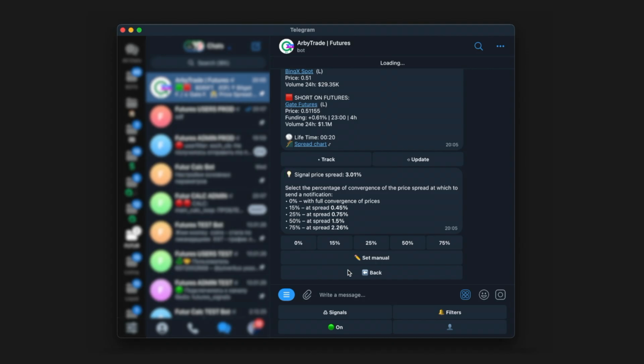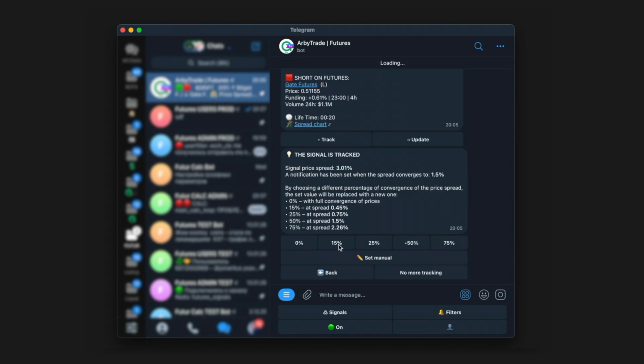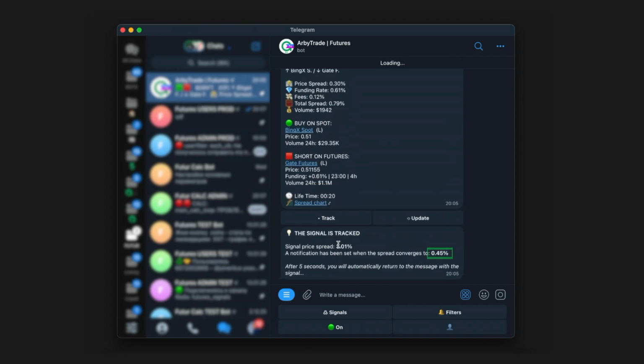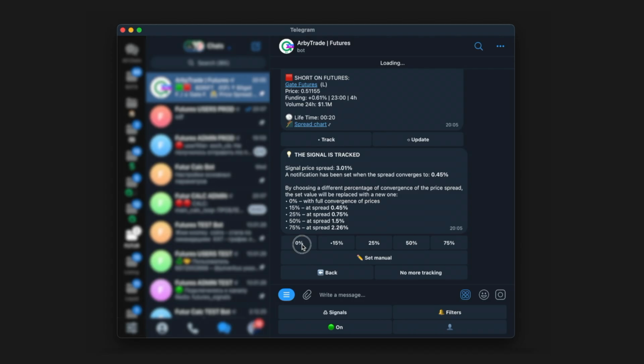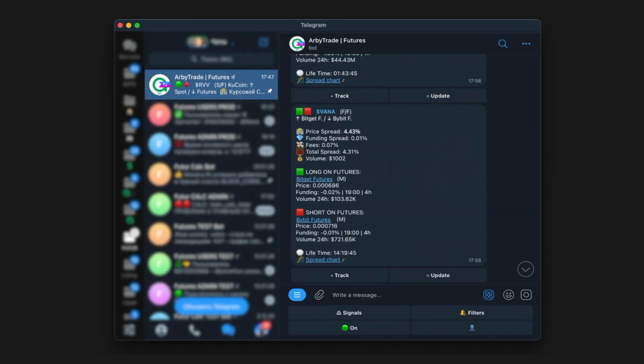If we select a 50% spread change, the bot will notify us when the spread has decreased by half, that is, down to 1.5%. If we choose 15%, the notification will come when the spread reaches 0.45%. And if we select 0, the bot will track the moment when the prices converge completely. Let's look at examples of real trades.